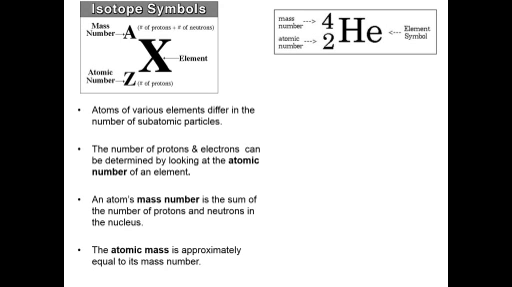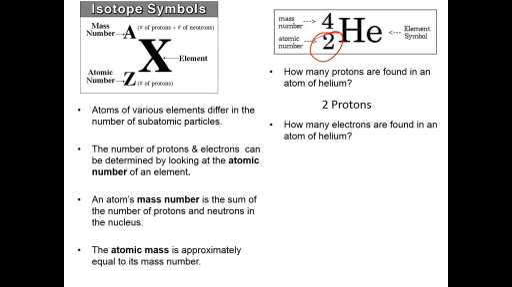Here I'm giving you an example. Helium, symbolized by He. How many protons are found in an atom of helium? To figure this out, look at the atomic number. The atomic number is 2. That tells you that you have 2 protons. Now, how many electrons does it have? The atomic number tells you you have 2 electrons.